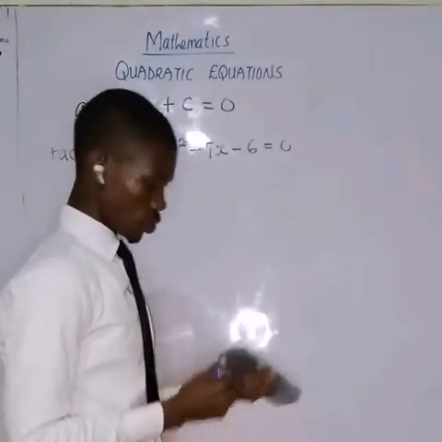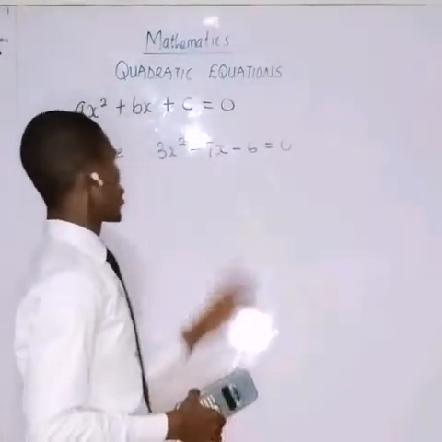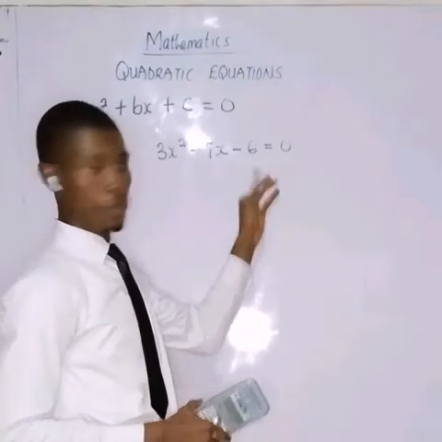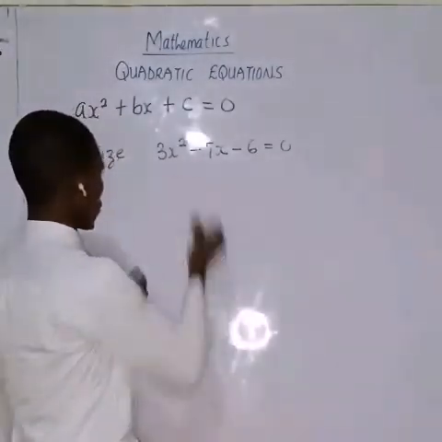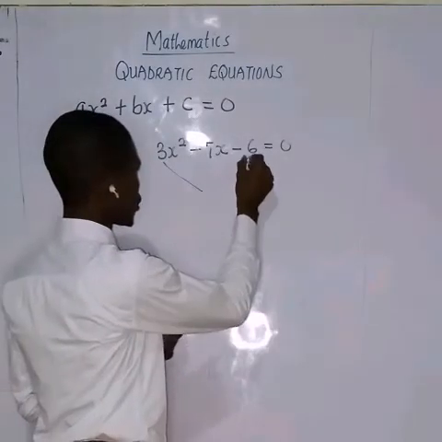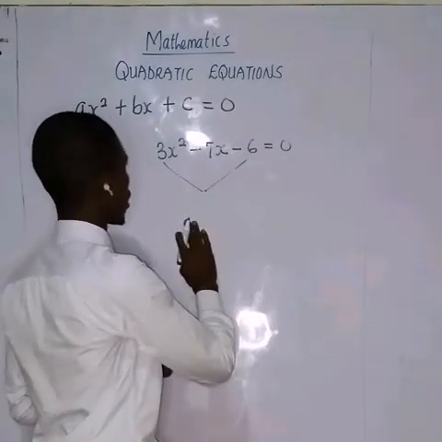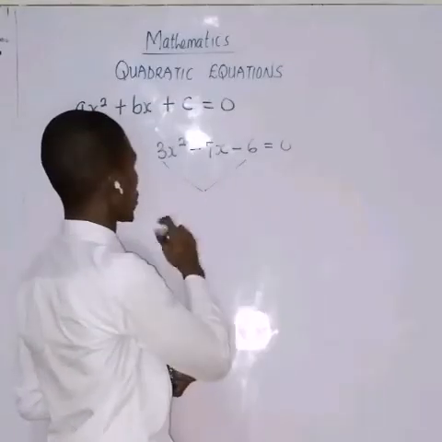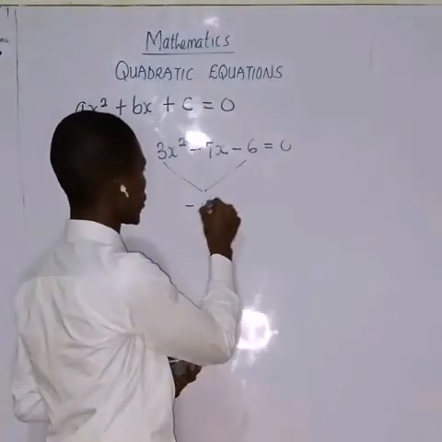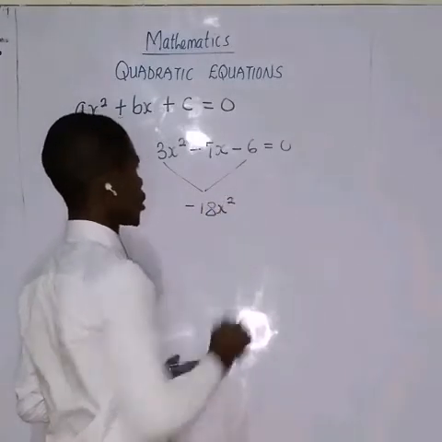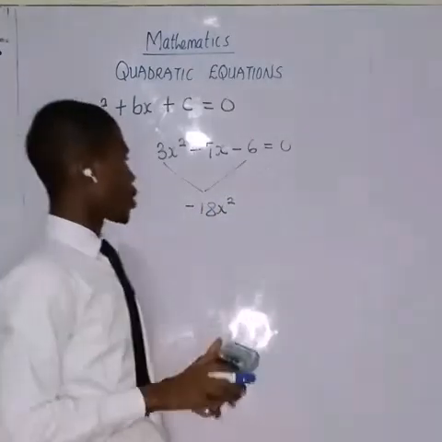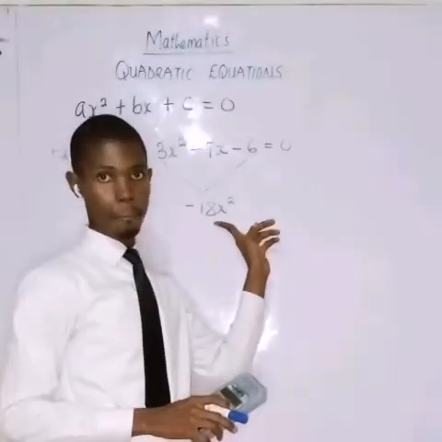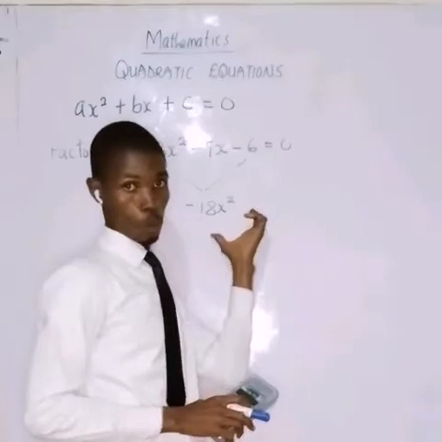Alright, the first thing we do is this. We simply multiply the coefficient of the first term by the constant term. That is, we are going to multiply the 3 here by the negative 6 here. So 3x squared times minus 6 should give us minus 18x squared. Alright, so we are going to take this now as our constant term. As a constant term, I'm working with this.